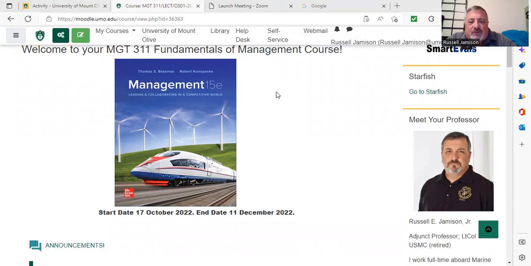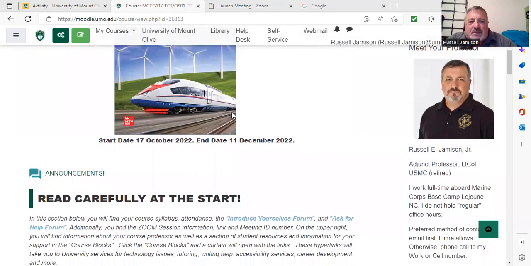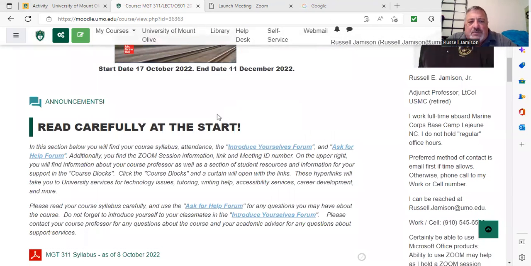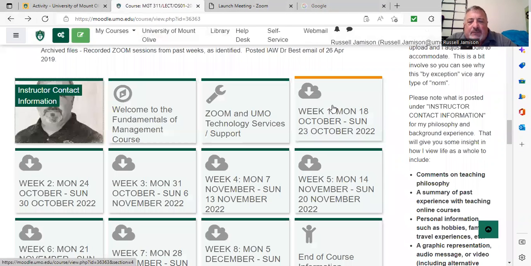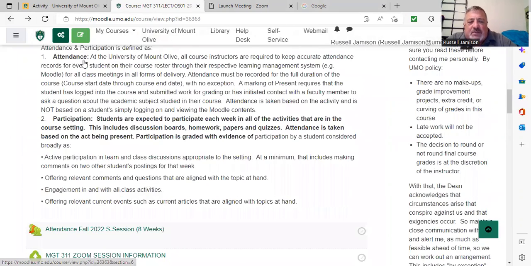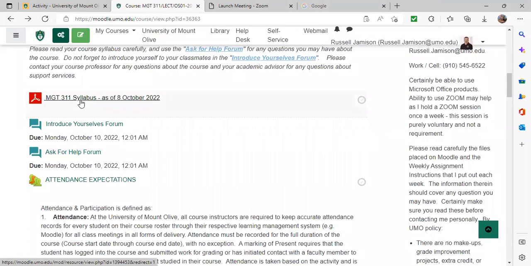Picture of your textbook. We're on the 15th edition now of Management by Bateman, and the course started yesterday, the 17th of October. On the Moodle page, you will see announcements. This is a very critical piece of Moodle, and that's where I'm going to send most of your instructions. This is where you would have found the syllabus information and then the week 1 assignment. Never fear if you don't go in there. That information is all very much the same as what you'll see on the Moodle page under weeks 1 through 8. The syllabus is posted on the Moodle page as a PDF file.